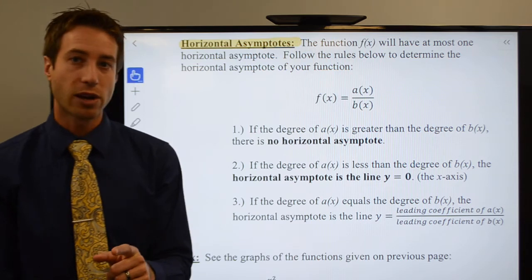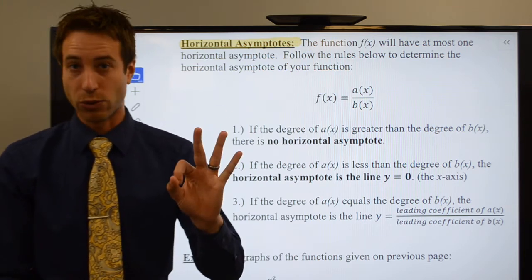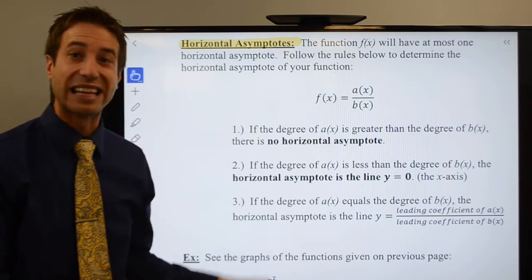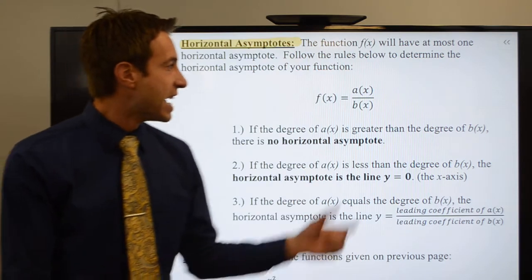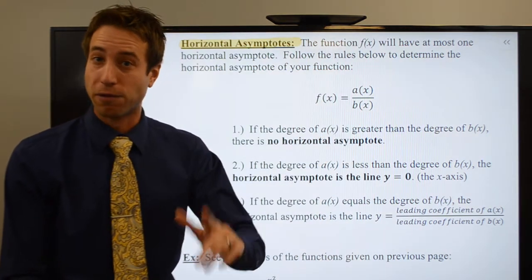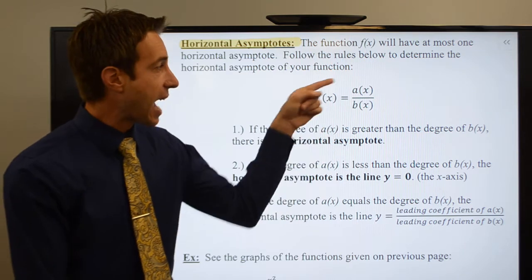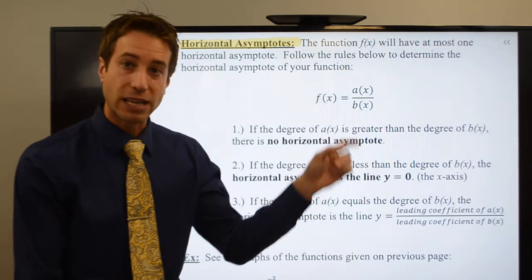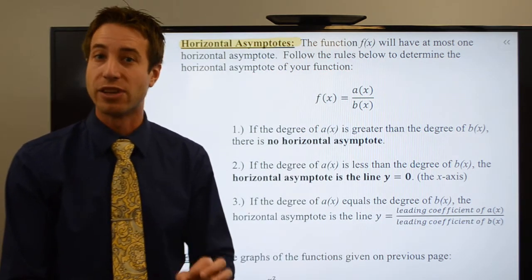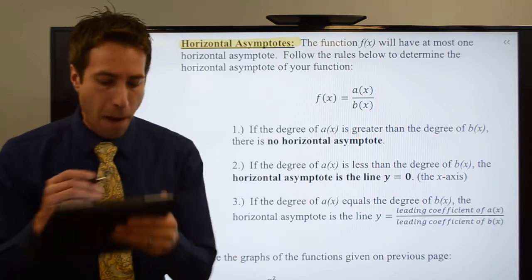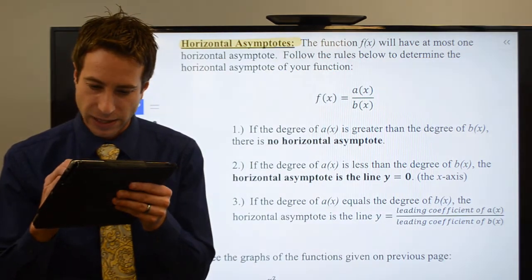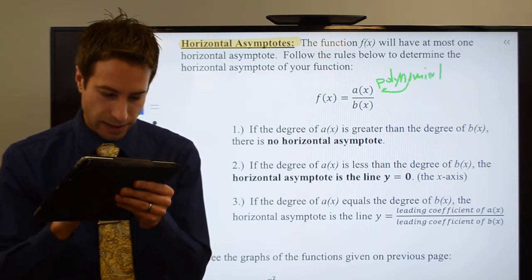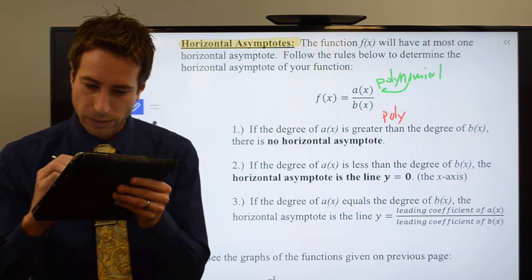So when it comes to horizontal asymptotes, you're going to need to remember 3 rules for graphing rational functions and the horizontal asymptote, and let's go through them together right now. Here's what I've done. I have given you a rational function, f of x. I have a of x, which represents a polynomial in the numerator, and I have b of x, which will represent a polynomial in the denominator. Both of these are polynomials.